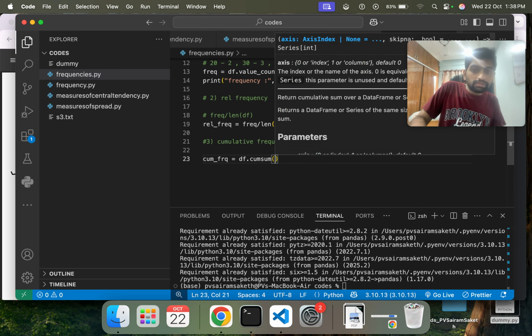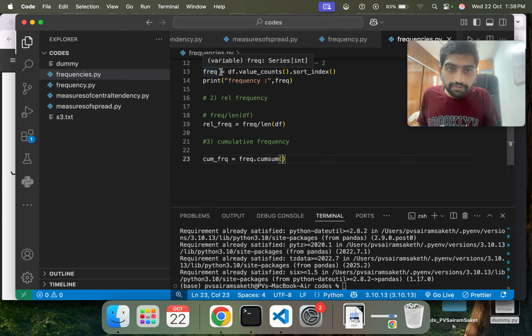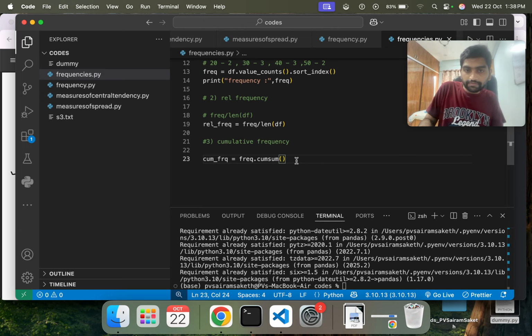Once you write this cum sum, it will print the cumulative sum. Not for df, for frequency we have to use this cum sum, because you will take frequency 2, then 2 plus 3 is 5, 5 plus 3 is 8, 8 plus 2 is 10. You are going to do it for frequency, that's why frequency came.